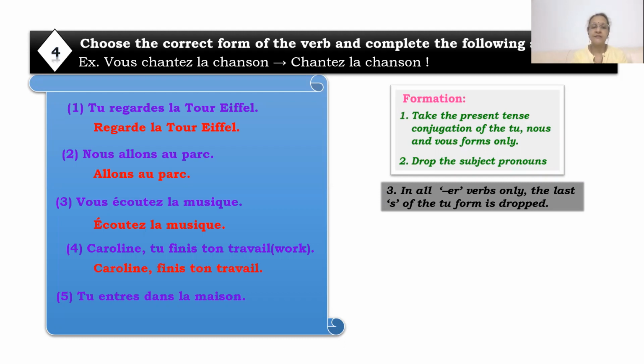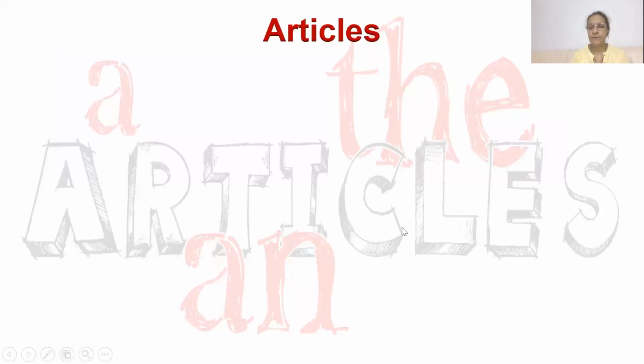In the last sentence, entrer is an er ending verb. So I drop the s in the tu form and I get my imperative as entre dans la maison. Enter in the house. So with these examples, I hope I have made your imperative much clearer and much easier. Simply follow these three steps and imperative becomes very easy for you all.